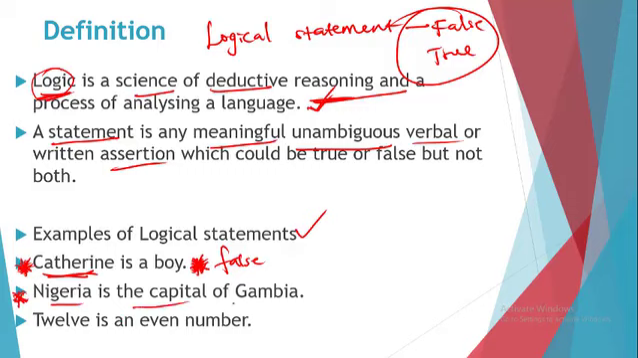Now we also have a second one: "Nigeria is the capital of Gambia." Is that correct? No, it's not. It's a false statement, but it is also a logical statement. Number 3: "12 is an even number." This is true, and yet a logical statement. So a logical statement is a statement that is meaningful and unambiguous, but it must either be true or false, and can never be both.